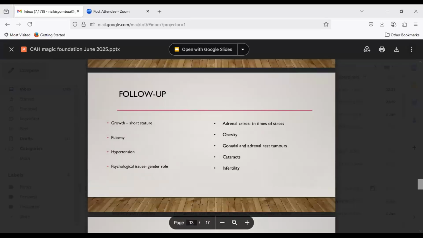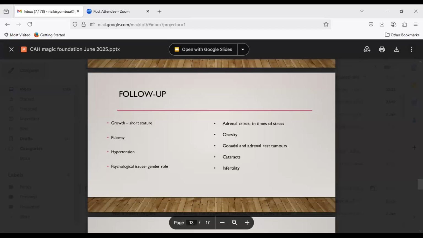Follow-up. On follow-up, we always must look at the growth, because there's a tendency for them to get short stature. And also when you're using steroids, they may cause short stature if you overdose. Puberty, they tend to go into early puberty. They may have hypertension, and they have psychological issues, especially on the gender role. You find a virilized female who may want or feel that they would rather grow up as males.